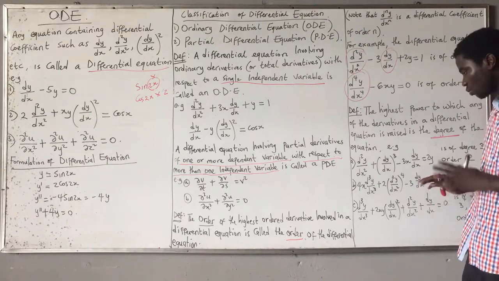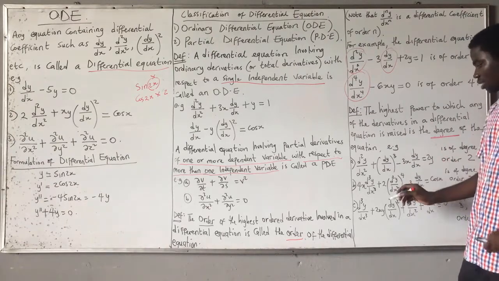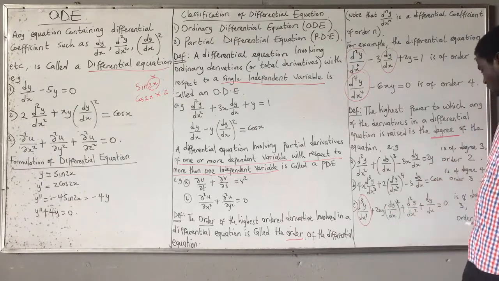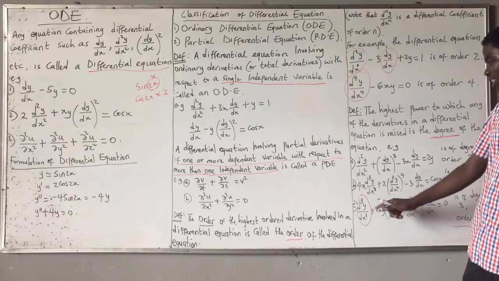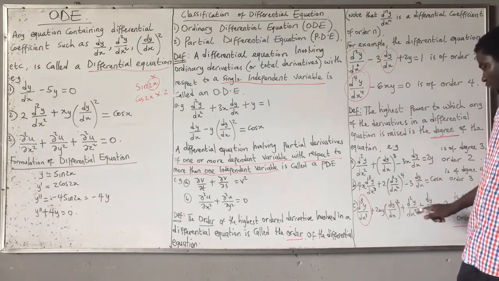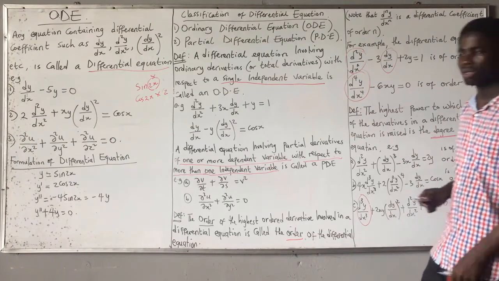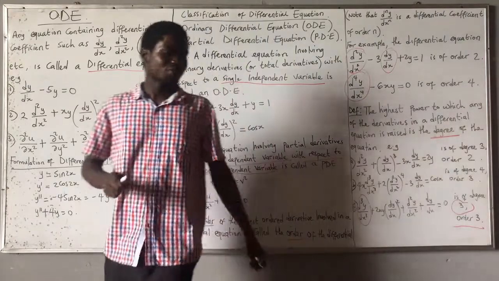Now look at the last one. Obviously you will know that this is of order 3. This is a third order. This is raised to power 1, this is raised to power 2, this is raised to power 1, this is raised to power 1. But they say it's of degree 3.